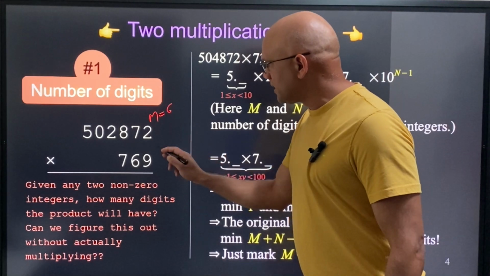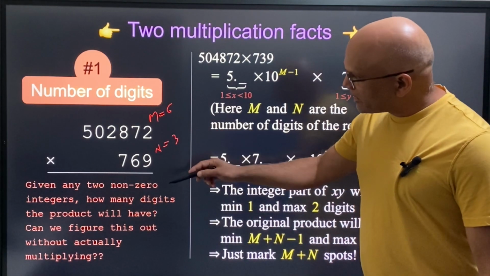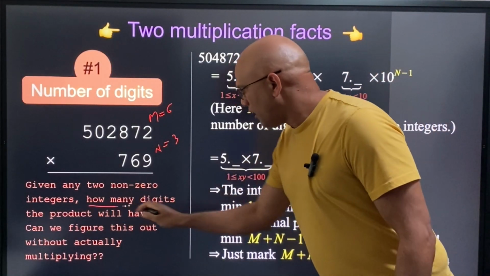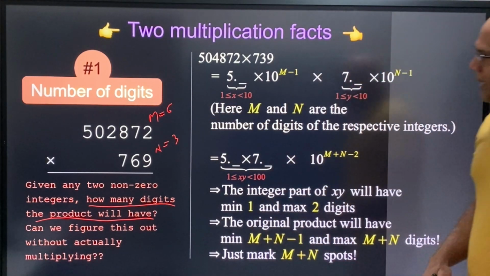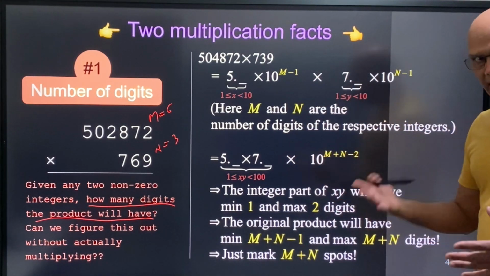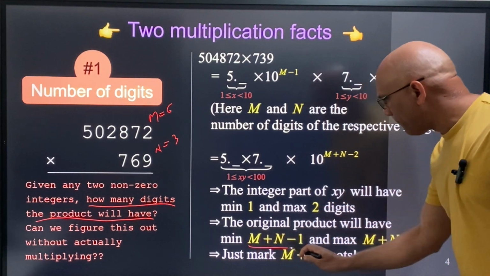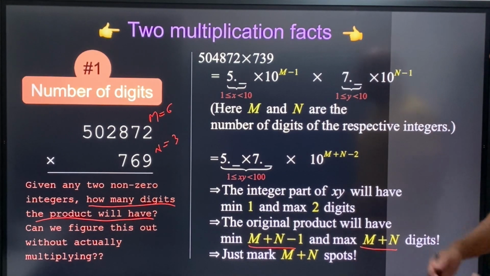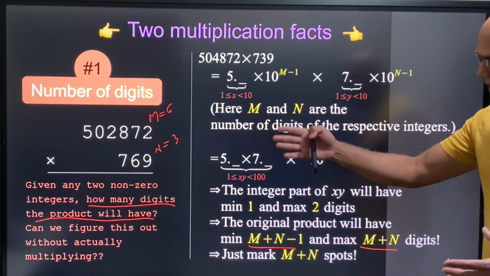M is equal to 6 in this case, and let's say n digits, which is equal to 3 in this case. Now the question is, how many digits the product will have, and can we figure that out without actually multiplying? The derivation proof is very simple, so I'm not going to go through it here. Let me know if there are any doubts in the comment section. So it will have a minimum of m plus n minus 1 or a maximum of m plus n digits. We typically reserve m plus n spots for the product.